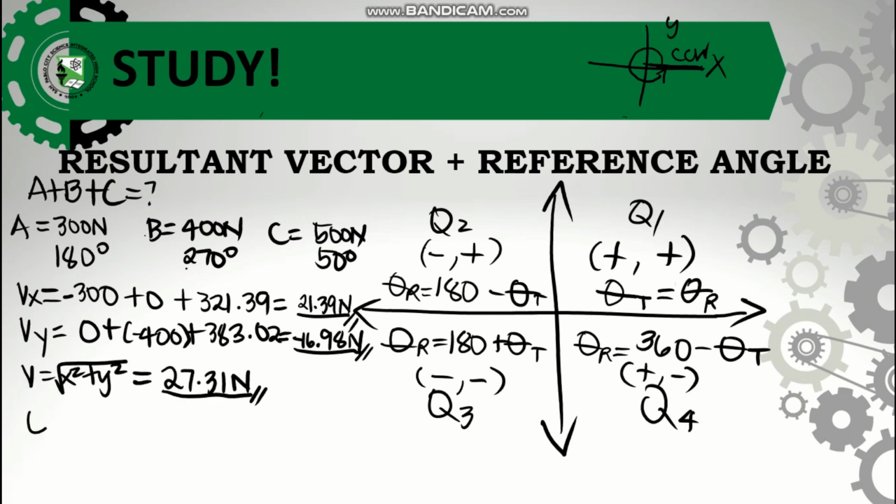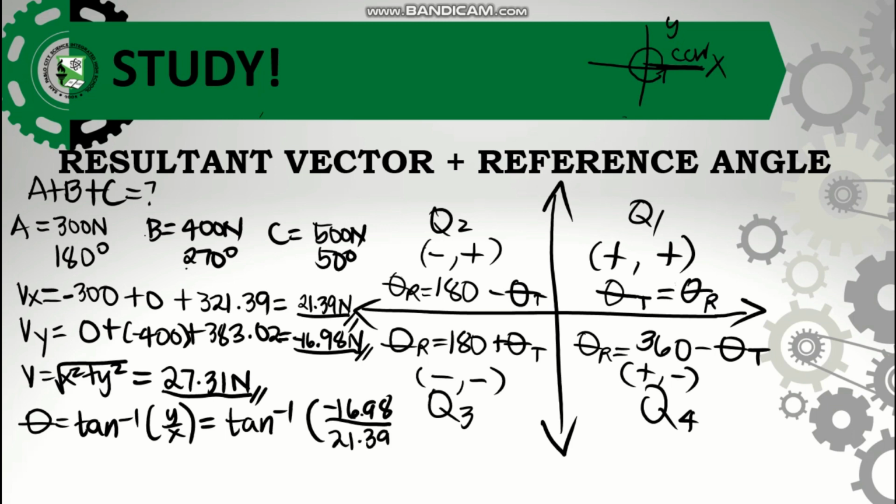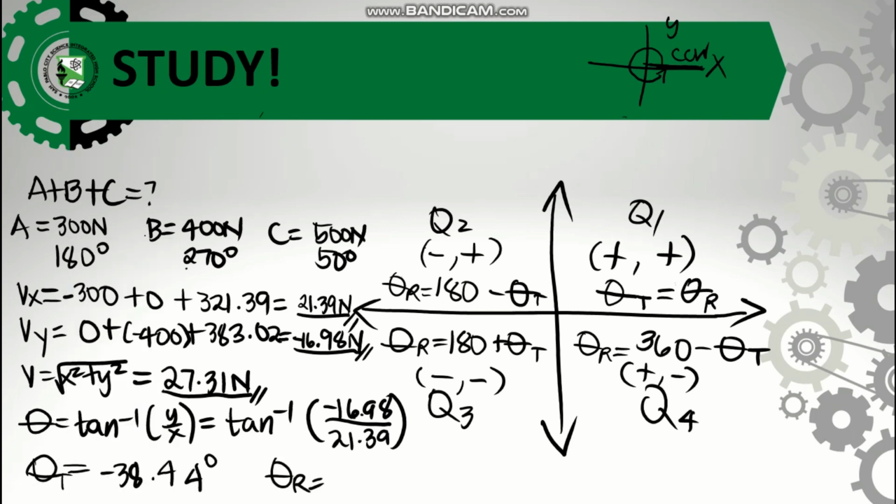So, take note, our resultant force here is 27.31 Newton. And then, our angle is inverse tangent, taas ang y, which is negative 16.98 over 21.39. So, bakit ko laging sinasabing nasa taas yung y? Kasi ang dami pa rin nagkamali doon. So, sana naman ay makorek nyo na at please don't be careless sa pagsasagot. Then, makakakuha ka dyan ng 38.44 degree. Negative 38.44 degree.